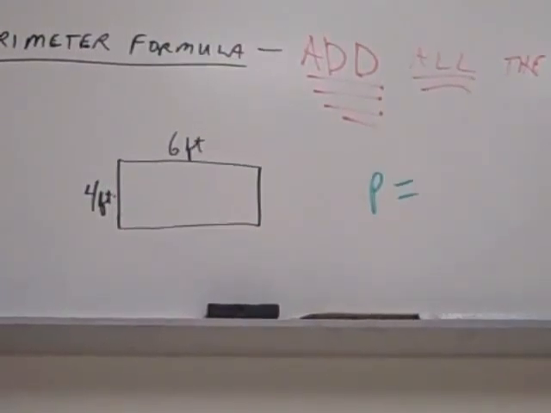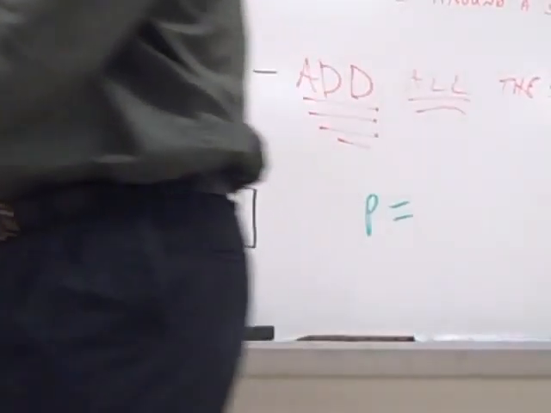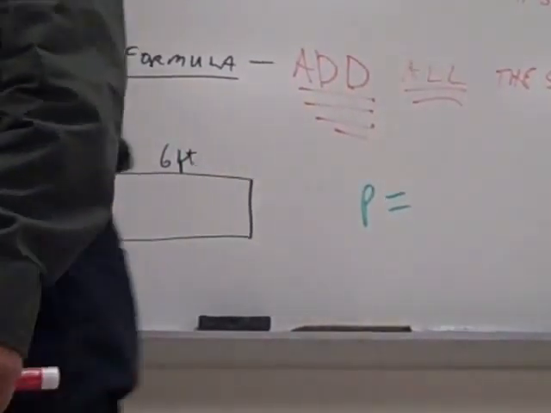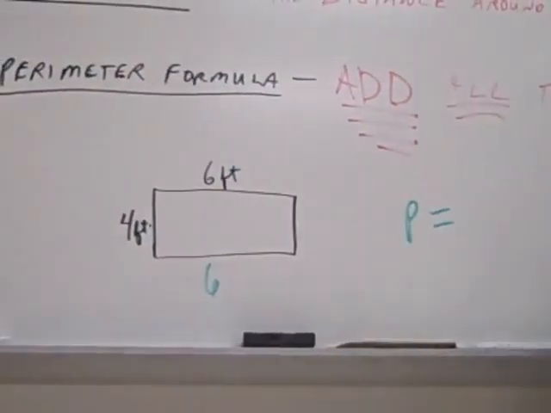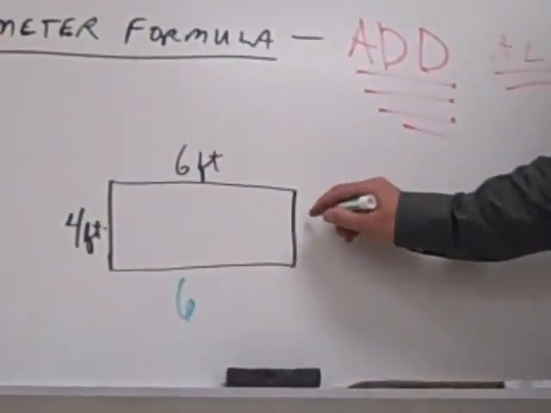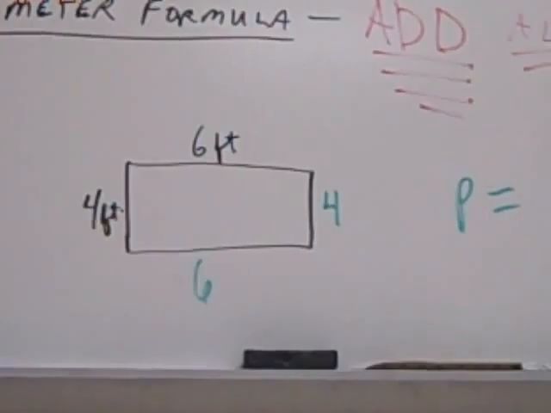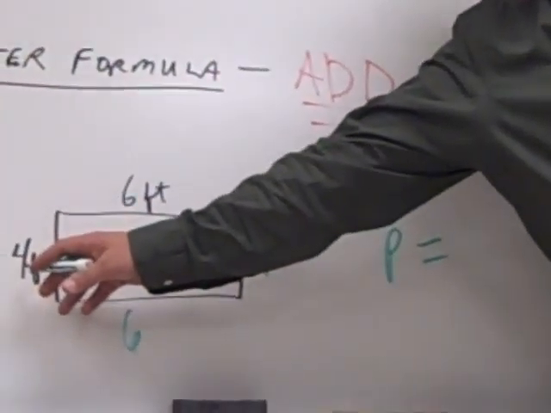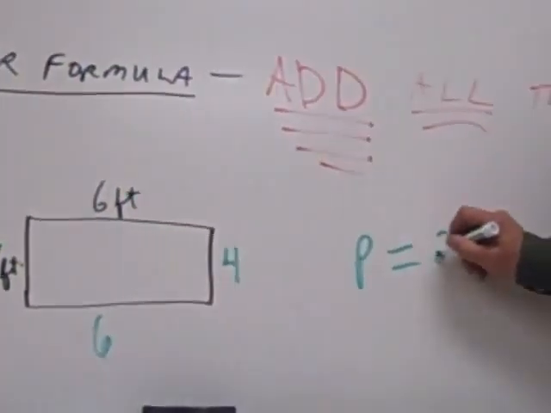They're the same. Oh, if it's a rectangle, what do you know about rectangles? Opposite sides are equal. So if that's 6, that means this bad boy has to be 6. If that's 4, this bad boy has to be 4. Now we add all sides like you're telling me to try to do. 6 and 4, 6 and 4, 10. 10 and 10, 20.